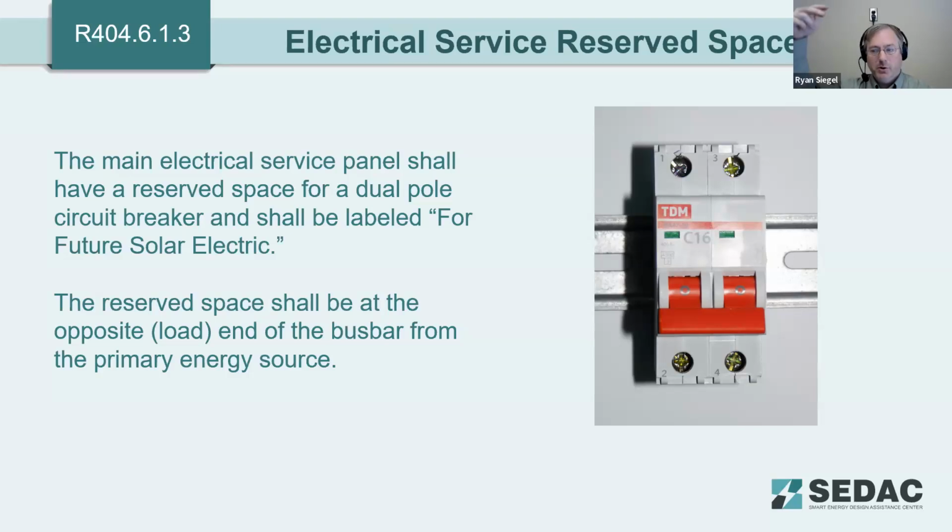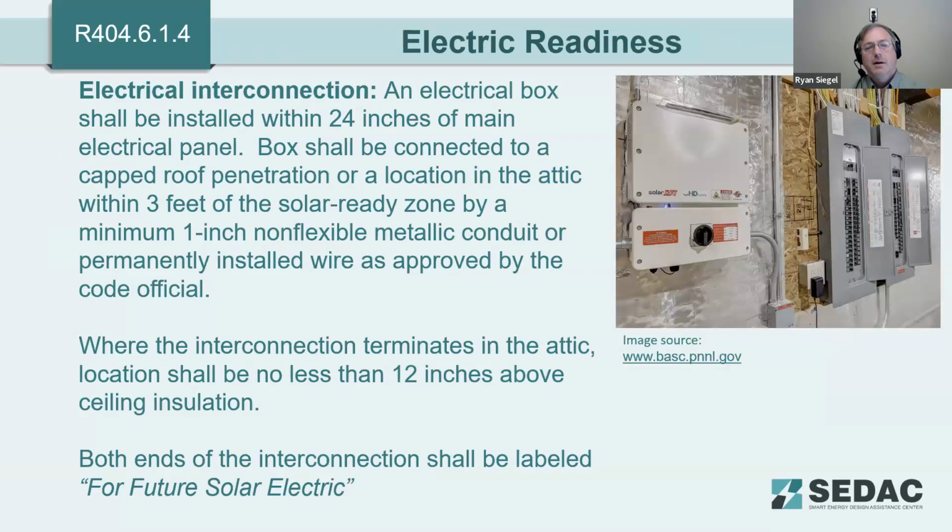Commonly we'll see panels where the utility feed is coming in from the top. If so, then the breaker space for the future renewable energy would be at the bottom of the panel, trying to minimize the potential for overloading the electrical service. With this, we have an interconnection box. So we need to have an interconnection within 24 inches of the main.